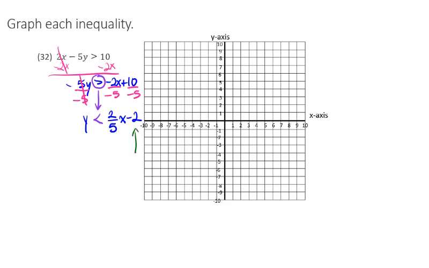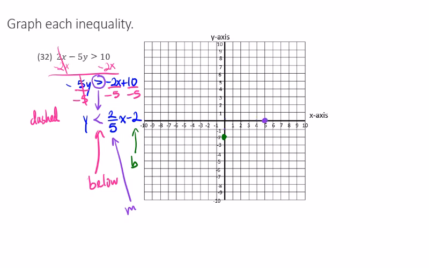We see that our, well, let me address the inequality first. So since it's less than without an or equal to, we're going to have dashed, right? And since it's a less than, we're going to shade below. Okay, so let's start with plotting the y-intercept. So it's negative 2. So I'm going to put a dot there, negative 2. And then the slope is 2 over 5. So I'm going to go up 2, 1, 2, and right 5, 1, 2, 3, 4, 5.